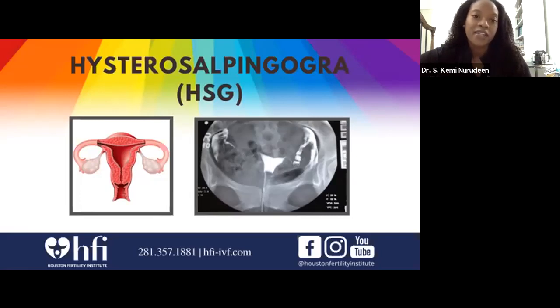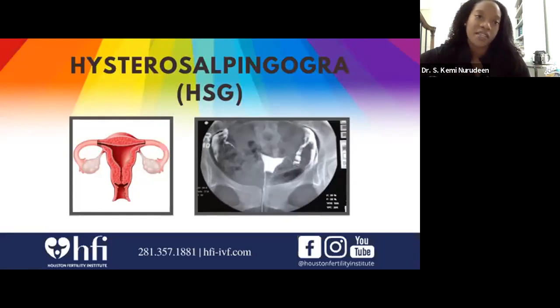When we push the dye through, as you can see in the picture on the right-hand side, we actually want to see the uterus form a little triangle shape in the middle and see the spillage on both sides, which shows the tubes are open, and you can see the pubic bone surrounding the whole area. But that's typically what a hysterosalpingogram should look like when it's considered normal.